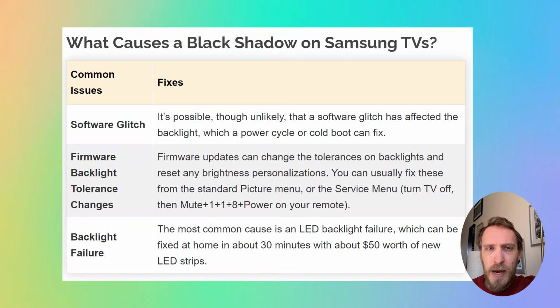But because replacing the backlight is a little labour intensive, there's a few additional steps and it makes sense to run through them first, just to make sure that the problem isn't software related. Other than backlight failure, the most common causes of the vertical black shadow is either a software glitch, which a power cycle should be able to reset, or changes in the backlight tolerance caused by firmware updates. So firmware updates can change the tolerance settings on the backlights and reset any brightness personalizations.